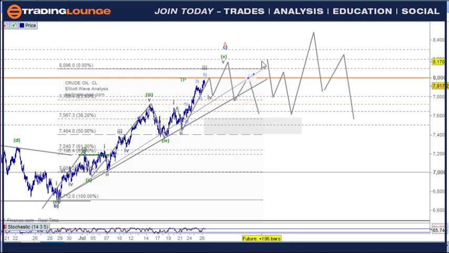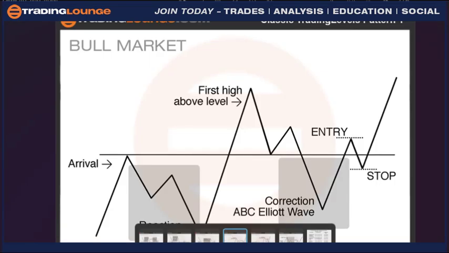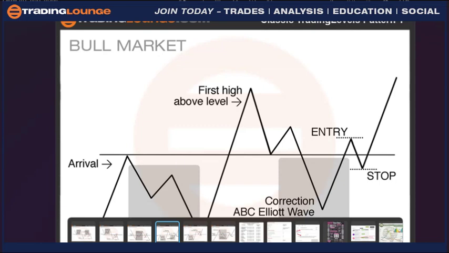If I can identify this as corrective here, then we'll look to trade this up here as a short trade. We'll just trade the third wave. We won't trade wave 1, we'll just trade wave 3 and then we'll get out. But once this here is finished, then we'll just need to wait. We're looking for a classic trading levels pattern on the $8. This is what we're looking for. So this arrival here is where we're getting out at the moment.